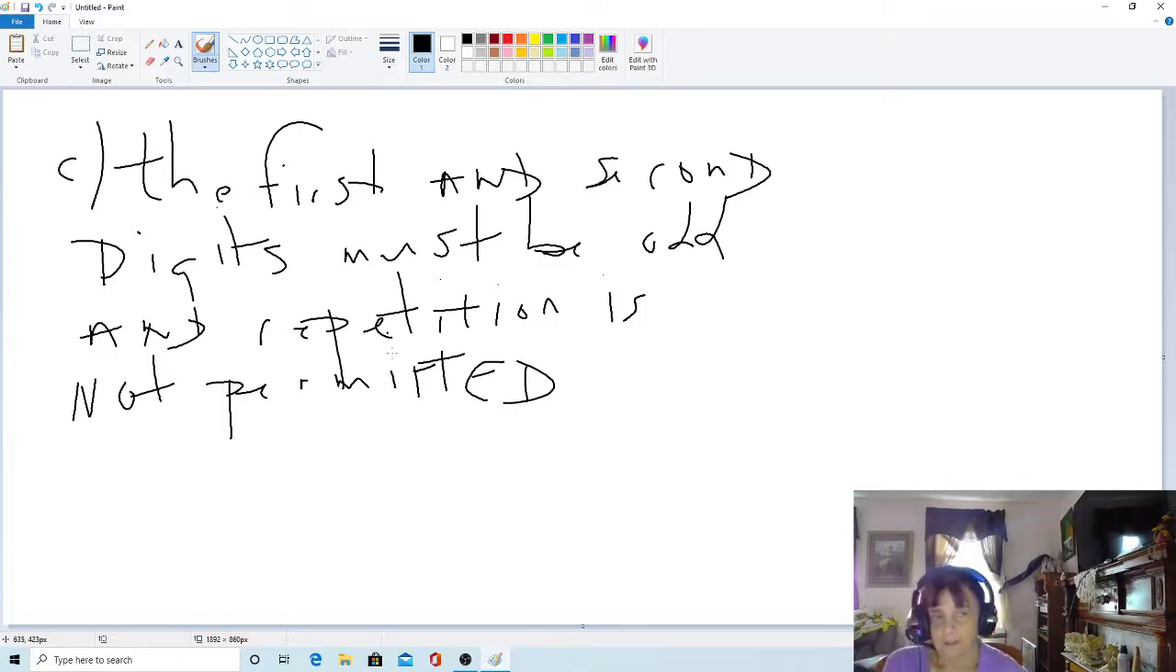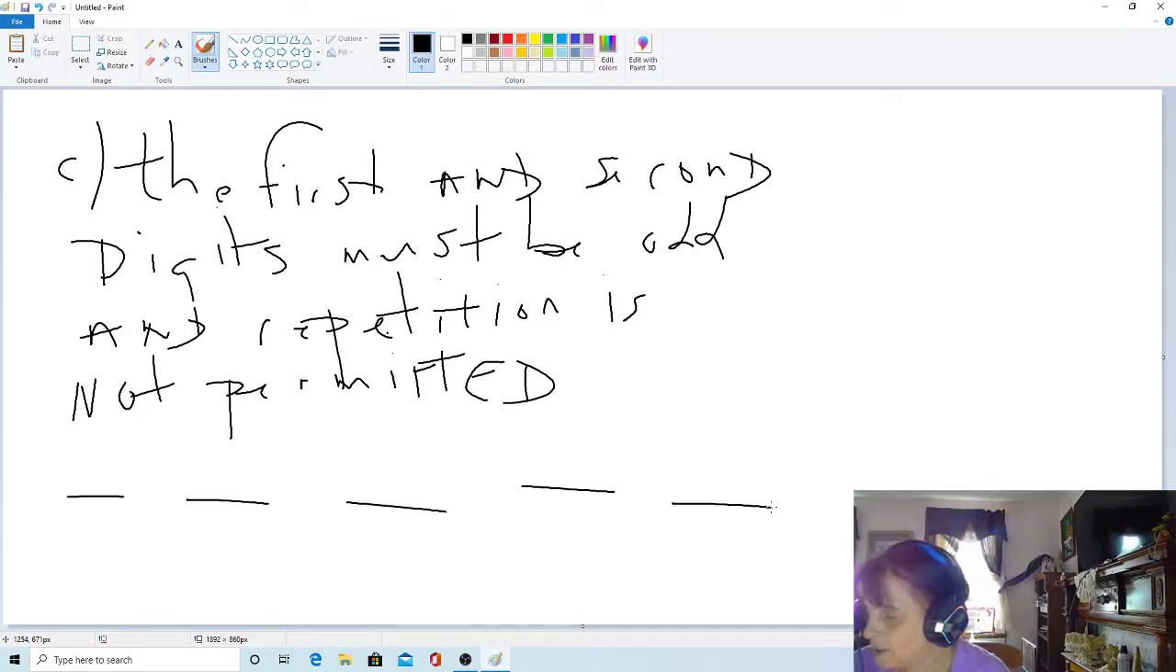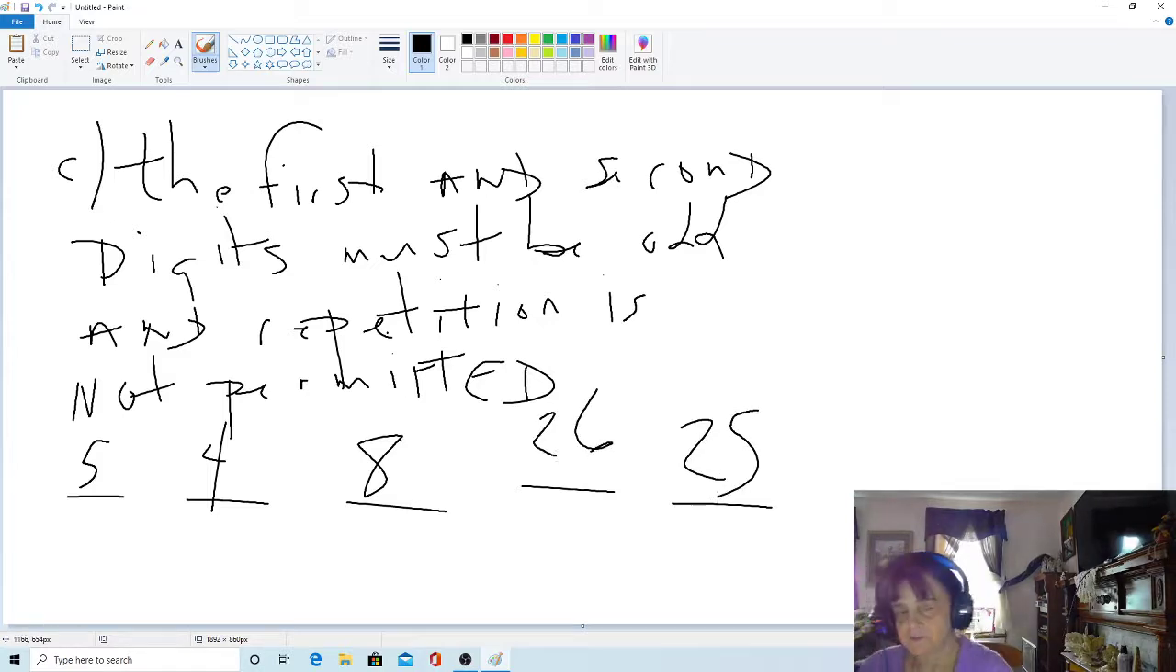Okay, you have 3 digits followed by 2 letters. Okay, the first and second digits must be odd. So you have how many odd digits? 1, 3, 5, 7, 9. 5 odd digits. And if you pick one of those odd digits, you have 4 left. And you've already used 2 of those digits, so you have 8 left of the other digits. And then you have 26 letters. If you use one of those letters, you have 25. 5 times 4 times 8 times 26 times 25 is 104,000.